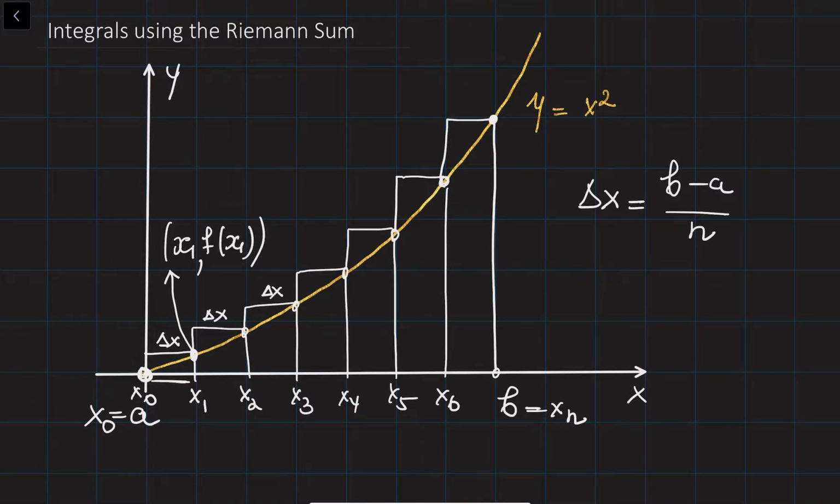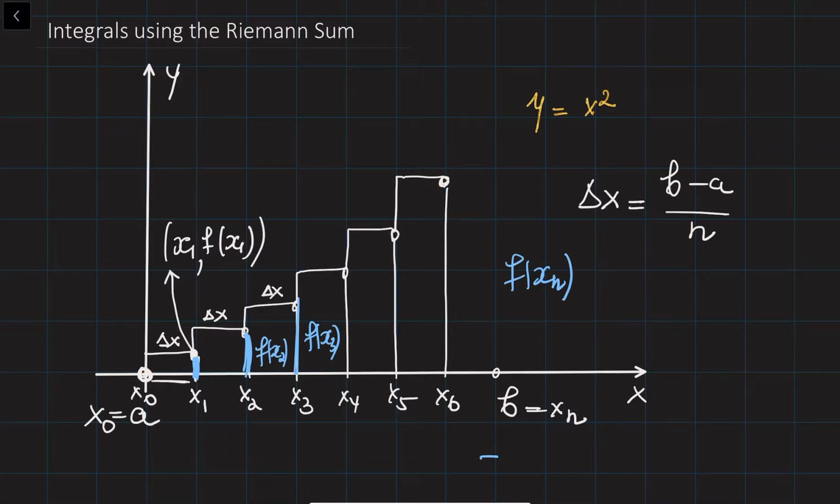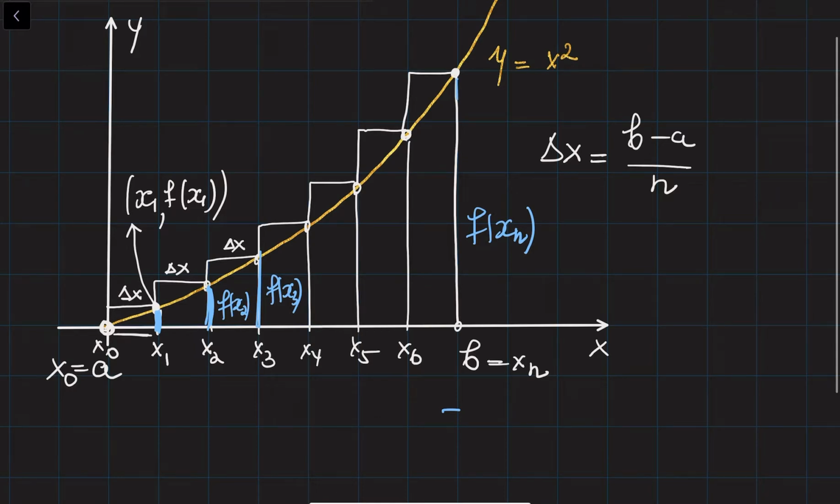The height of this first rectangle is going to be f of x1. The height of the second rectangle is f of x2. The height of the third rectangle is f of x3. And the height of the last rectangle is going to be f of xn. Every time we would like to figure out the area of those rectangles, we need to always multiply the height by the width.